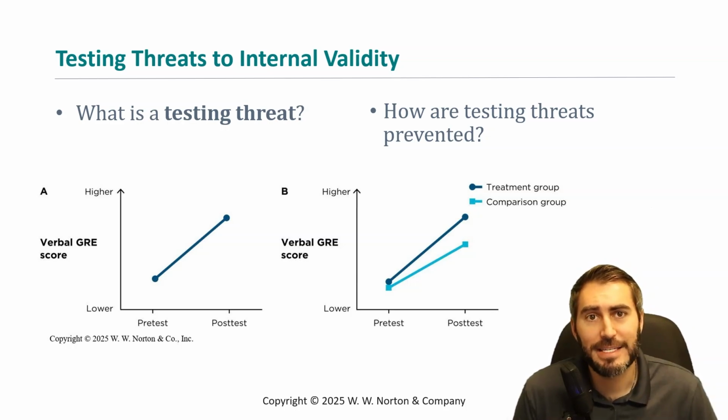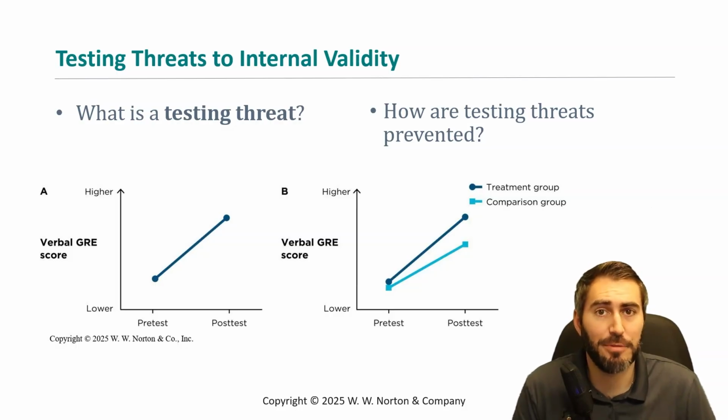One way to prevent testing threats is not to use a pretest, called a post-test only design. Another way is to use alternative forms of the test at pretest and post-test. Having a comparison group is also helpful. See the two graphs here. You can rule out testing threats if both groups take the pretest and the post-test, but the treatment group exhibits a larger change than the comparison group.